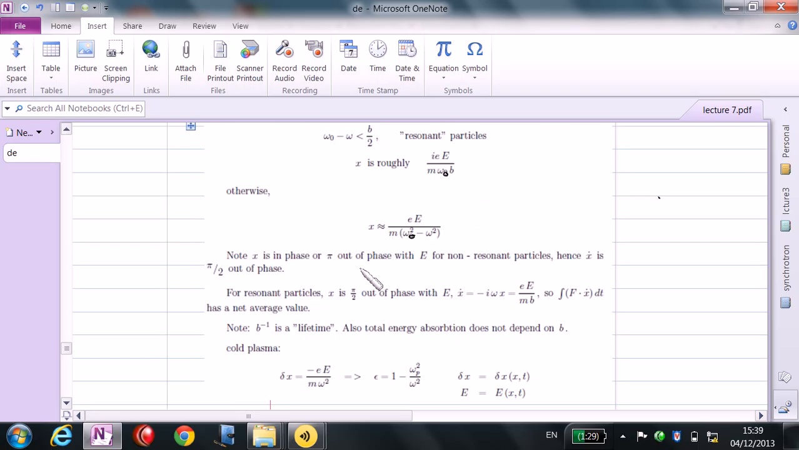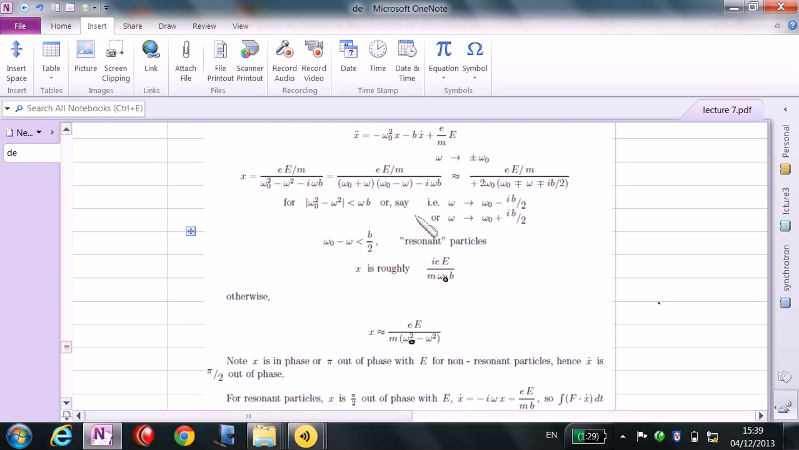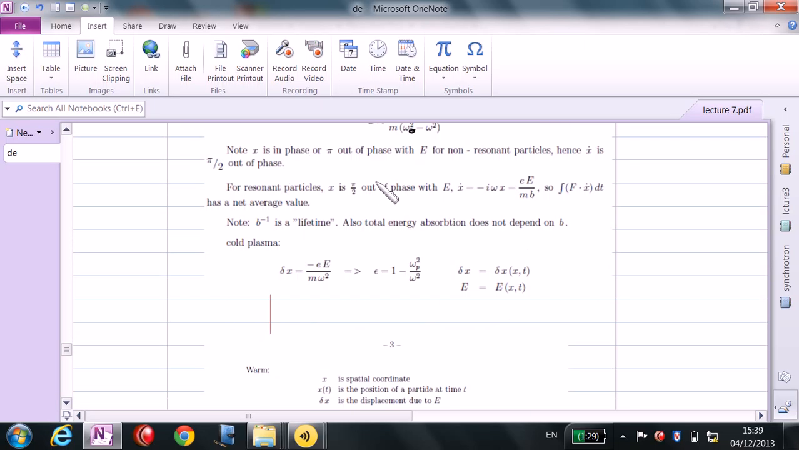Okay, now B, note that B has the same dimensions as x dot over x double dot, which means B has dimensions of 1 over time. And what's the physical interpretation for B? It's the lifetime of a natural oscillation in the presence of damping.